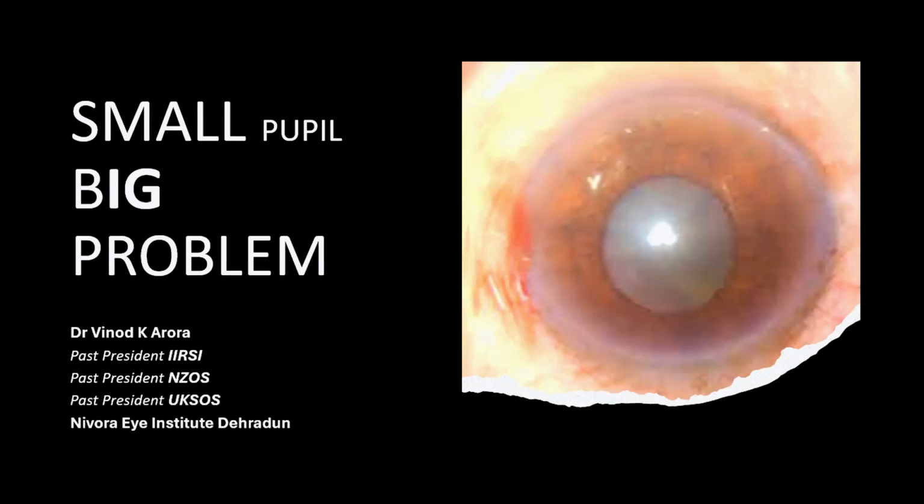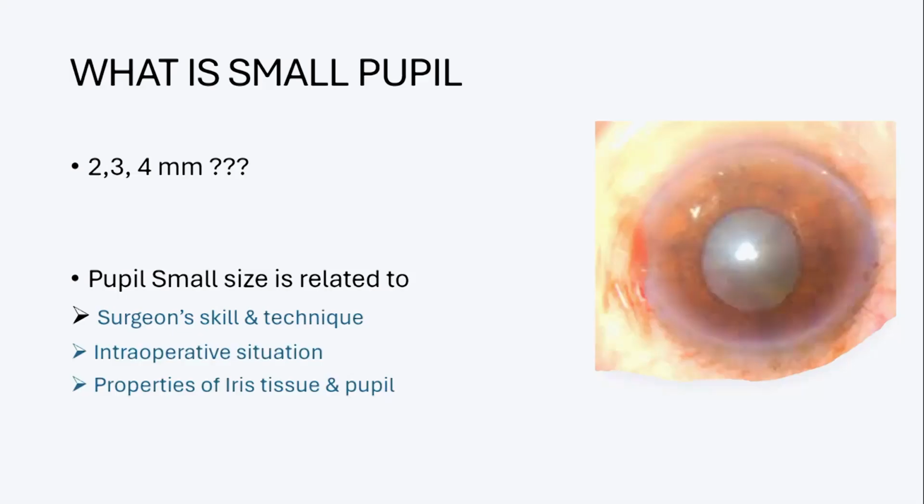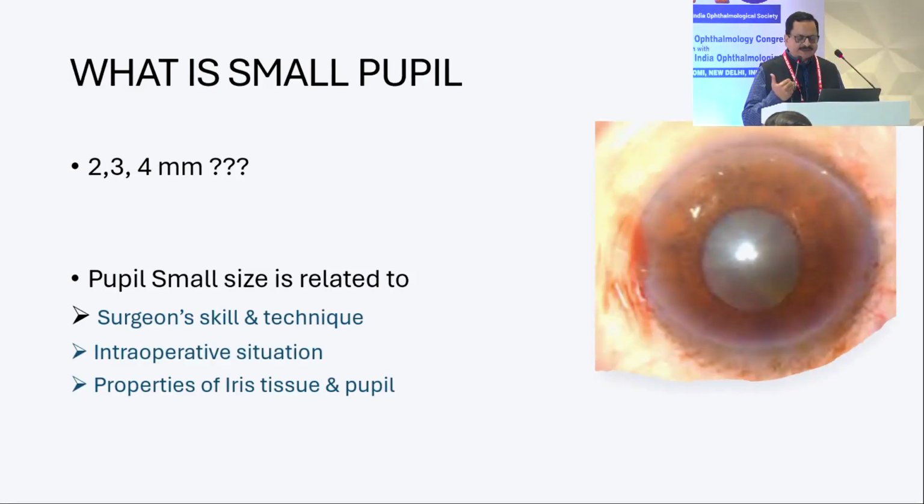So again, a small pupil is a big problem. So what is small pupil? It depends on various things. It depends on the surgical skill and technique. A good surgeon can operate even with a smaller pupil, but for a novice, a big pupil is mandatory. Then intraoperative situations, like cataract may be soft or hard or there may be some complications. Some cataracts, like softer cataracts, can be managed even with a small pupil, but most require a reasonable size of pupil. Then properties of iris tissue. If iris tissue is coming out and it's a floppy iris or something, we again require a bigger pupil.